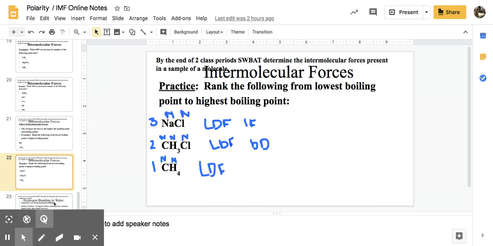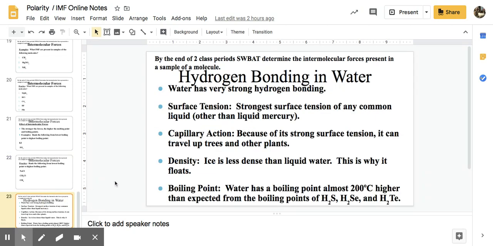So now I want to go back to something I said in the first video, which was there's going to be one molecule that the Lewis structure looks like it's nonpolar, but I need you to know that it is polar, and that is water. So when you do the Lewis structure for water, it comes out like this.